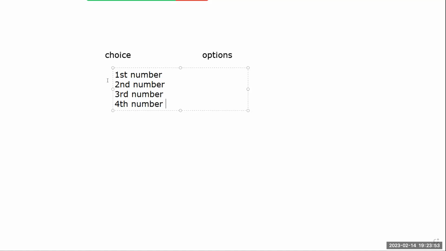Well, the table is just designed to help you visually. Some people just use slots, like dashes. It's up to you how you want to do it. But if you wanted to do this, here's your text box. You might do something like choice and options. You're going to have 5 numbers: the first number, the second number, the third number, the fourth number, and the fifth number.